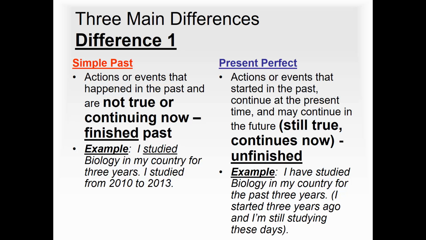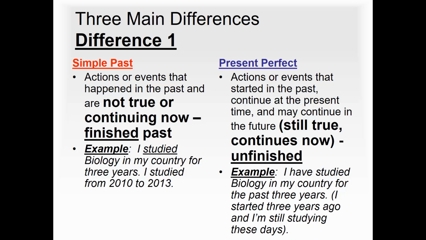Difference 1. Simple past is for actions or events that happened in the past and are not true or continuing now. Finished past. For example, I studied biology in my country for 3 years. I studied from 2010 to 2013.